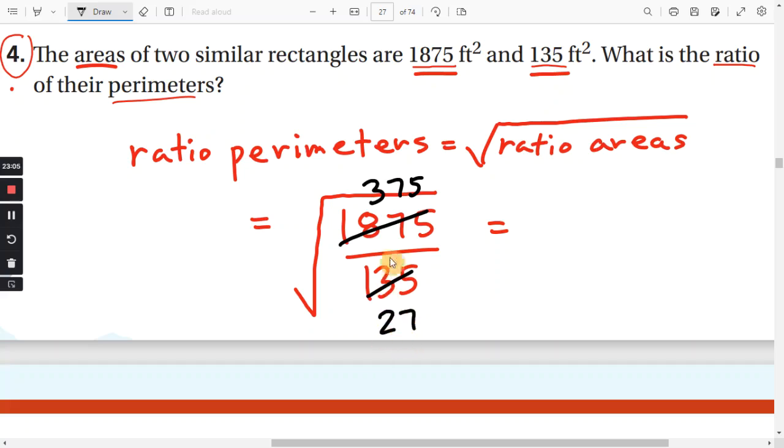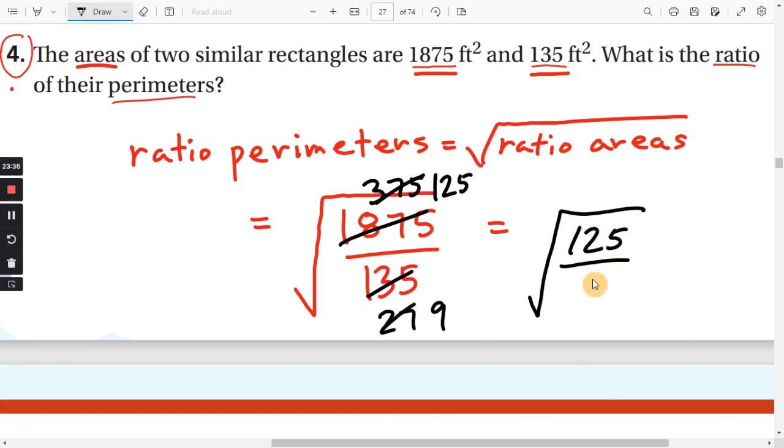If you add the digits and they are divisible by 3, then the original is divisible by 3. 3 plus 7 is 10, plus 5 is 15, so I can divide this by 3. 375 divided by 3 is 125, and 27 divided by 3 is 9. So we're left with the square root of 125 over 9.